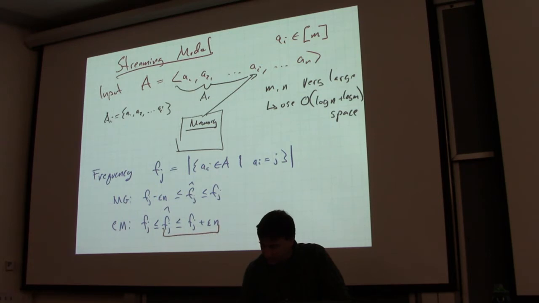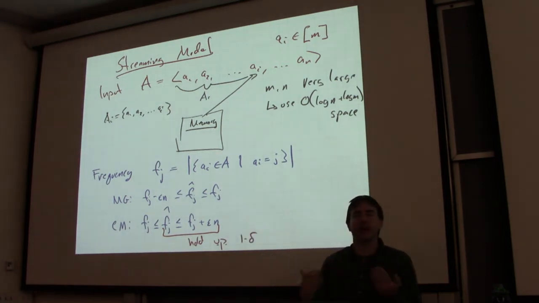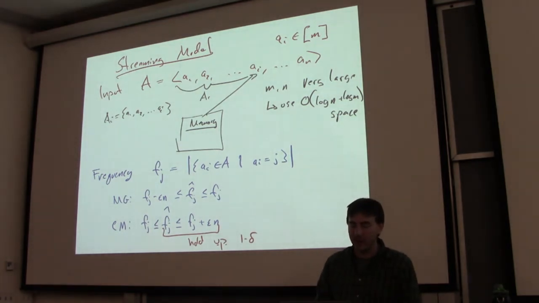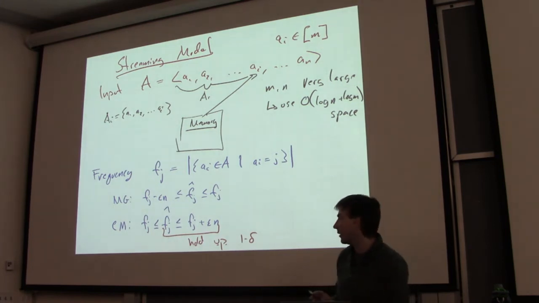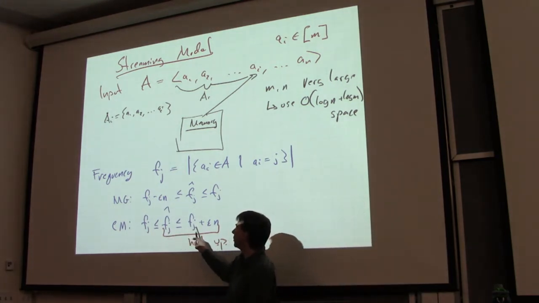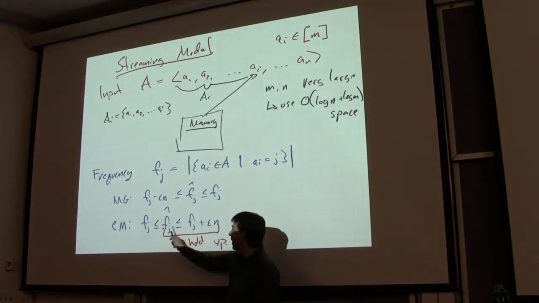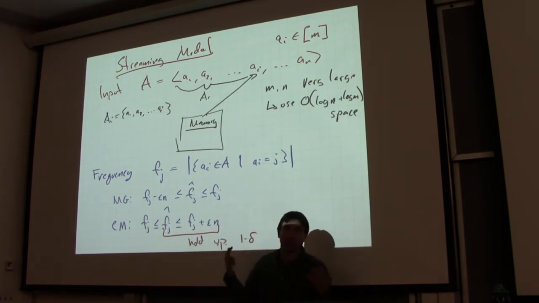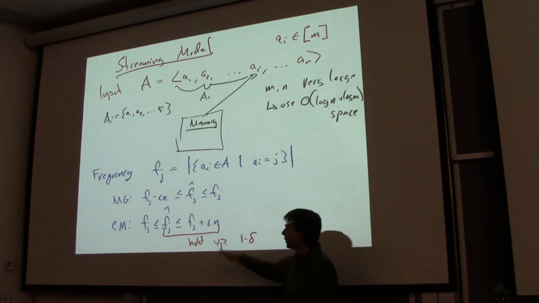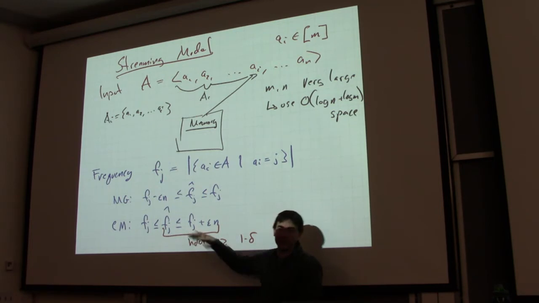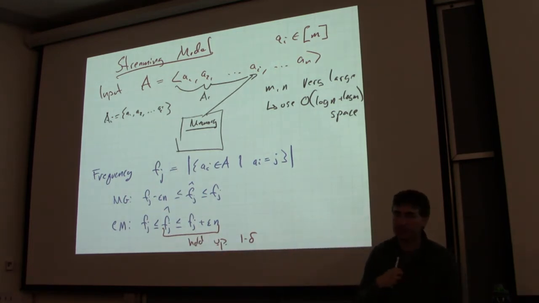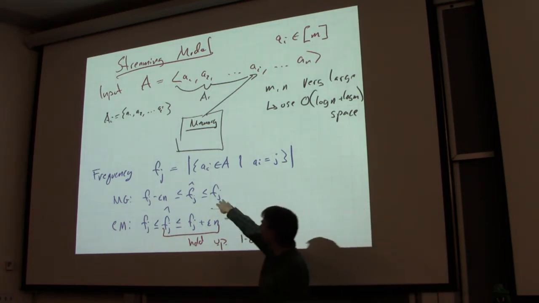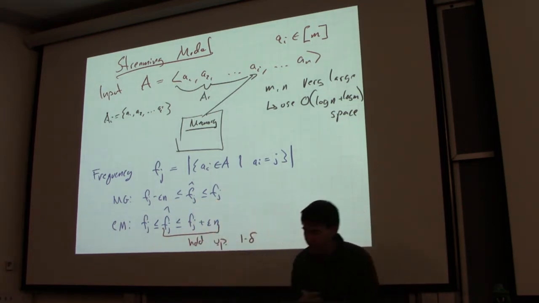But this will hold only with probability at least 1 minus delta. So there's some probability that our algorithm will fail, and our estimate will actually be much larger than Fj. This part will always be true, but this one might fail. With some probability delta, which we'll control based on how much space we use, we're not going to satisfy this, and sometimes our estimate will be too large. So this is an underestimate, this would be an overestimate, not too big of a deal.